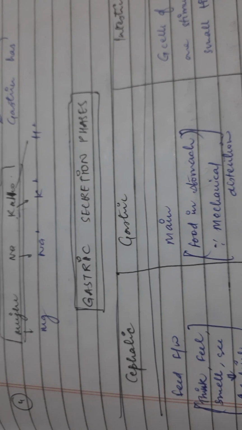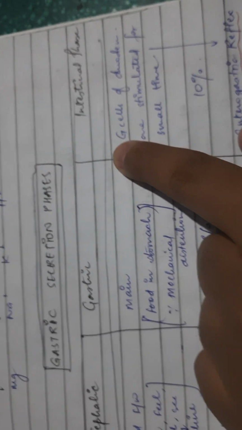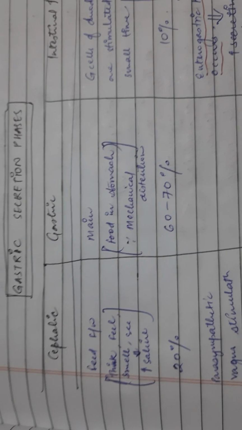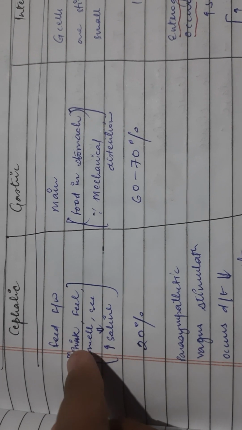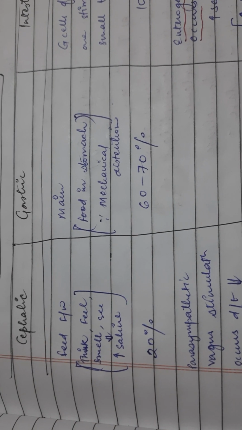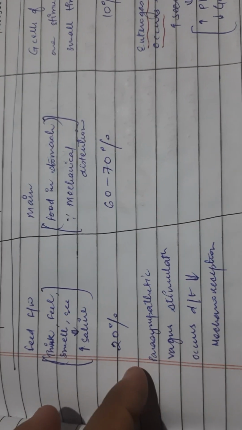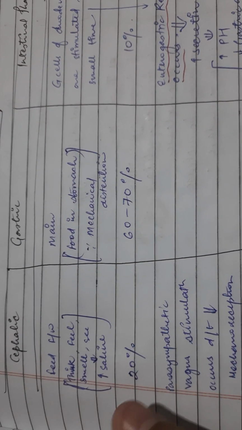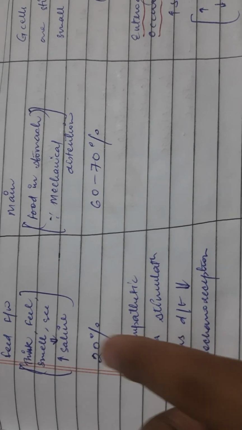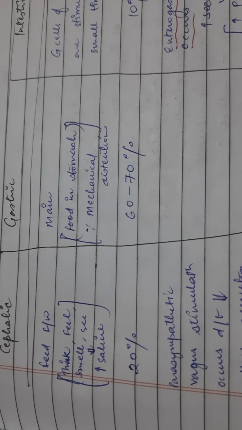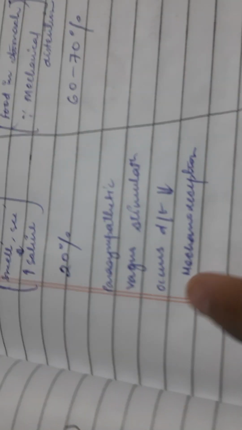Then gastric secretion phases, three phases are there mainly: cephalic phase, gastric phase and intestinal phase. The cephalic phase is also called the feed-forward phase, in which if we think, feel, smell or see any food, saliva increases. It consists of around 20%. It is less, like medium, and it is parasympathetic because we only think, feel, smell and see, and saliva is produced feed-forwardly.